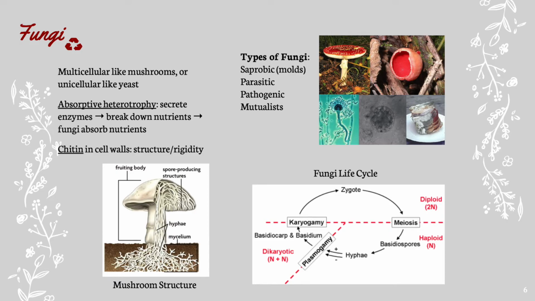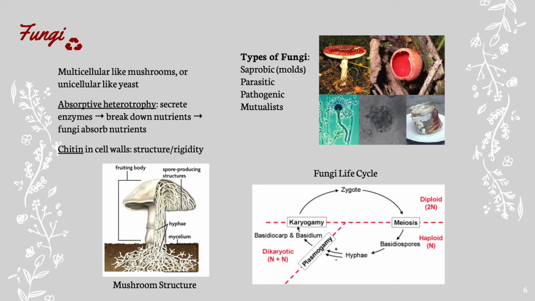Now, let's talk about fungi. One synapomorphy, or trait unique to fungi, is absorptive heterotrophy, where fungi secrete enzymes into the environment to break down nutrients and then absorb these nutrients. Another synapomorphy is the presence of chitin in fungal cell walls, which is a polysaccharide polymer which adds structure and rigidity to fungal cells. Fungi can be multicellular, like mushrooms, or unicellular, like yeast.